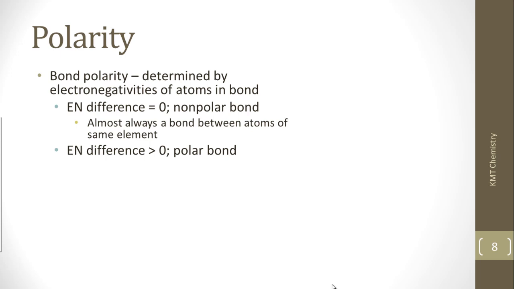There are 2 considerations for polarity for each covalent compound. First, the bond polarity. Bond polarity is determined by the relative electronegativities of the atoms in a given bond.